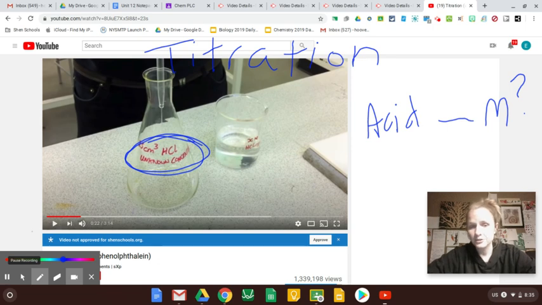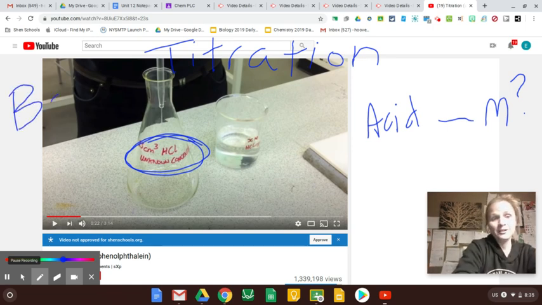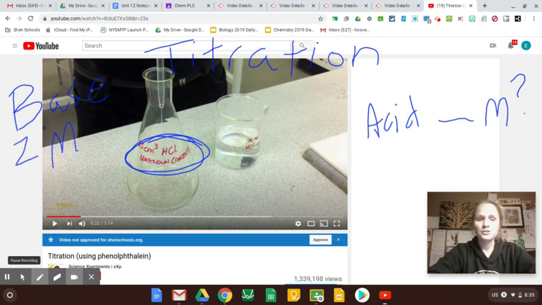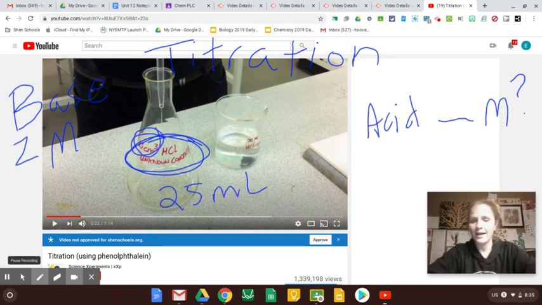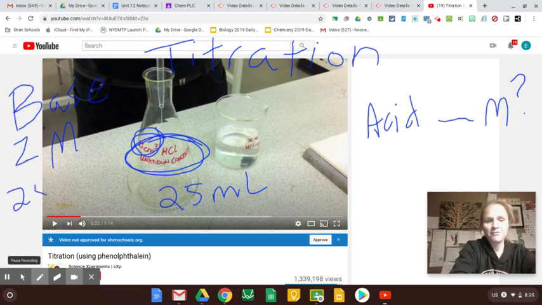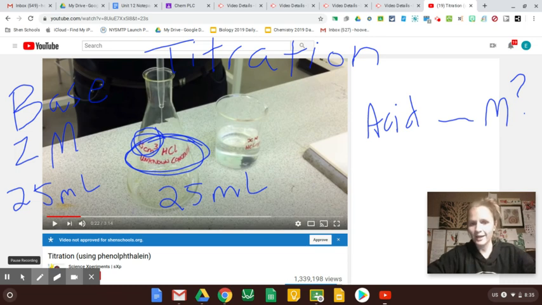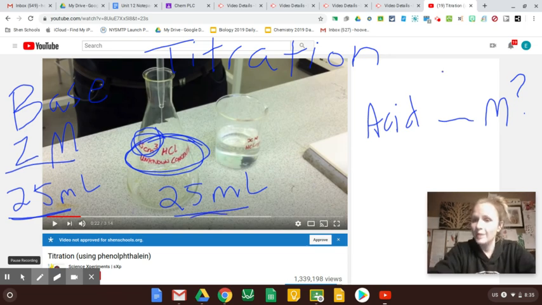So what you're going to do is you're going to say, okay, well, I have this base over here, and I know that this base is a 2 molar. So let's say I had 25 centimeters cubed or 25 mils of my acid, and it took 25 mils of my 2 molar base. What does that say about the molarity of my acid? If it took the same amount of base to neutralize my acid, well, it means if this is 2 molar, if it takes the same amount, maybe my acid is also 2 molar. So that's what titration is.